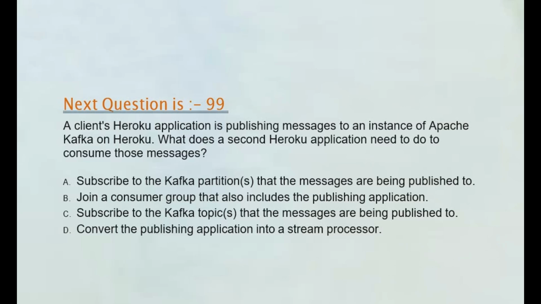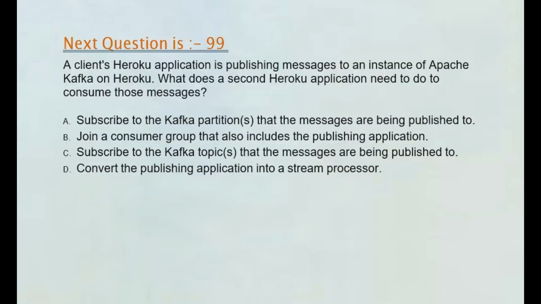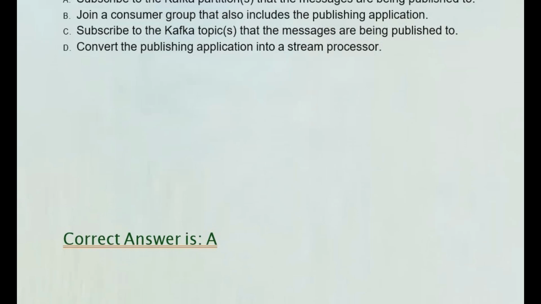Option A. Subscribe to the Kafka partitions that the messages are being published to. Option B. Join a consumer group that also includes the publishing application. Option C. Subscribe to the Kafka topics that the messages are being published to. Option D. Convert the publishing application into a stream processor. Correct answer is option A.